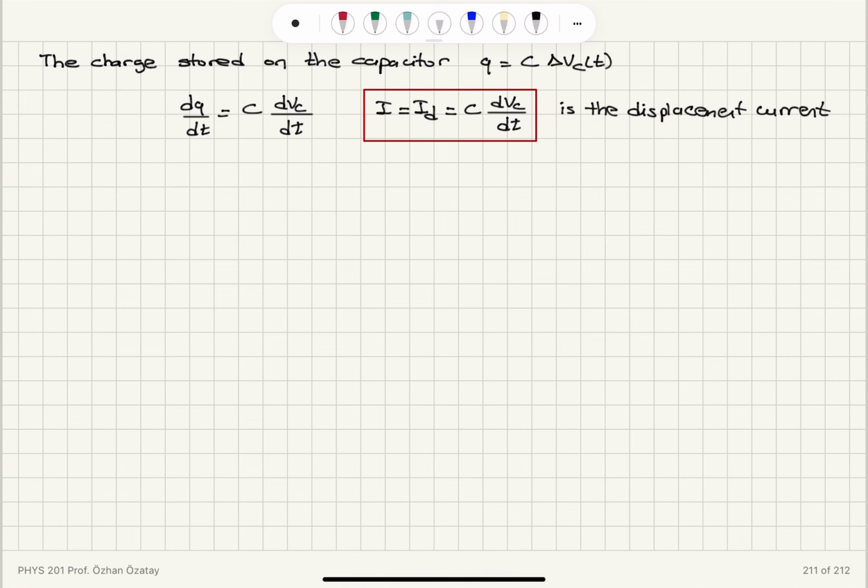If I look at the charge stored on the capacitor, Q is equal to C times the voltage on the capacitor. When I take the derivative with respect to time, I see that this displacement current is also equal to C dVc dt, which is also the current on the wire.